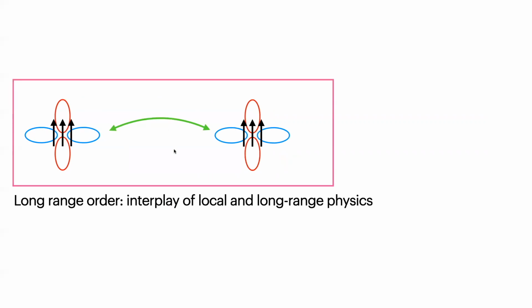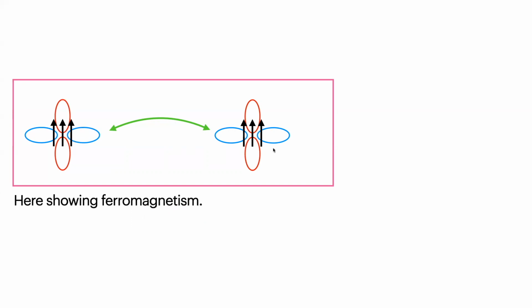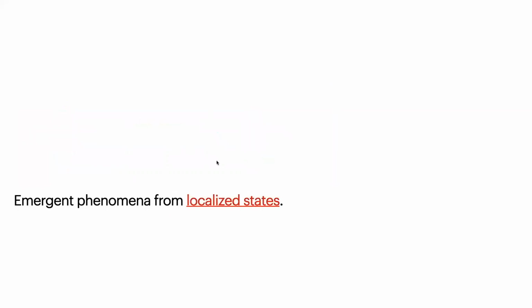So if we put this transition metal atom in a material where it then talks to other atoms, you might have long range order. This is an interplay of local physics, the local spin, and long range physics, the spins aligning. Here I'm showing one example of correlated electron material behavior, which is ferromagnetism. The way I like to think of correlated electron materials physics is as emergent phenomena from localized states.